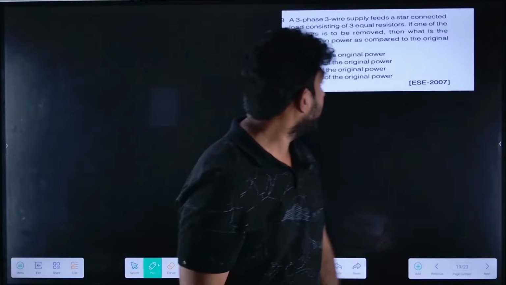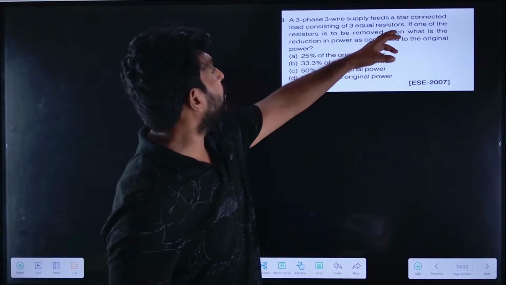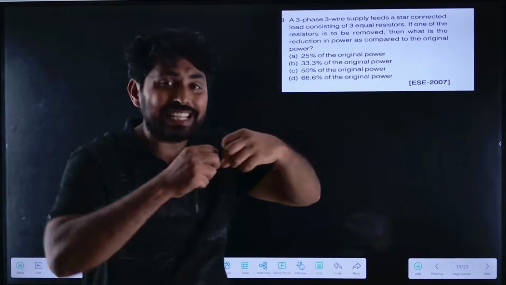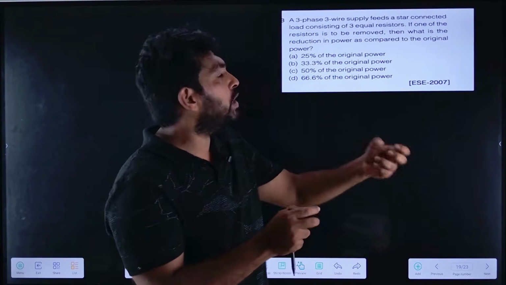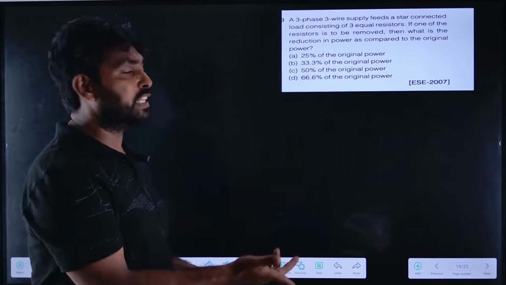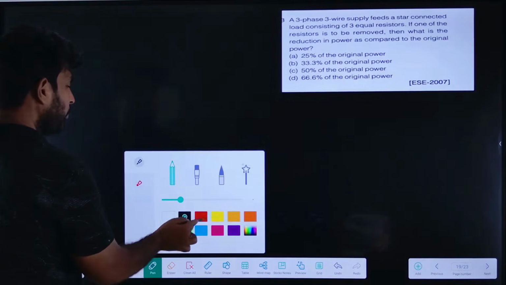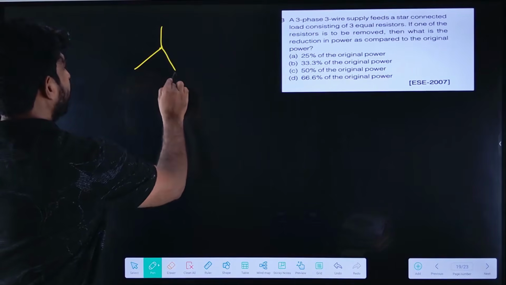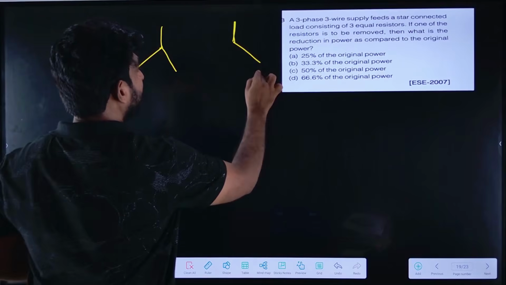So now let us solve the next question. A three-phase supply feeding a star connected load with three equal resistances. If one of the resistances is removed in the star connected load, it becomes an open star connection. What is the reduction of the power when compared to the original power? So there are two conditions given. Already we have derived this. The first is the star connection, and the second is the open star connection.